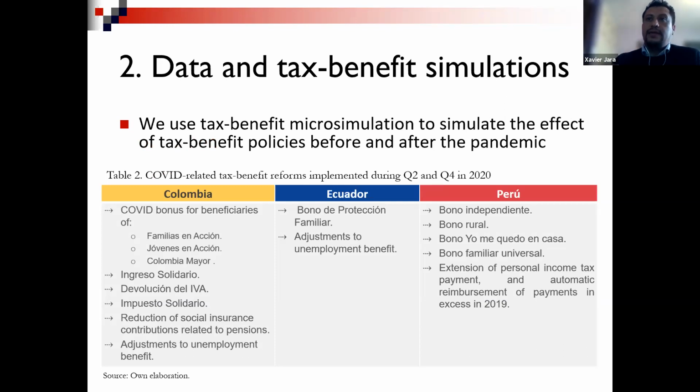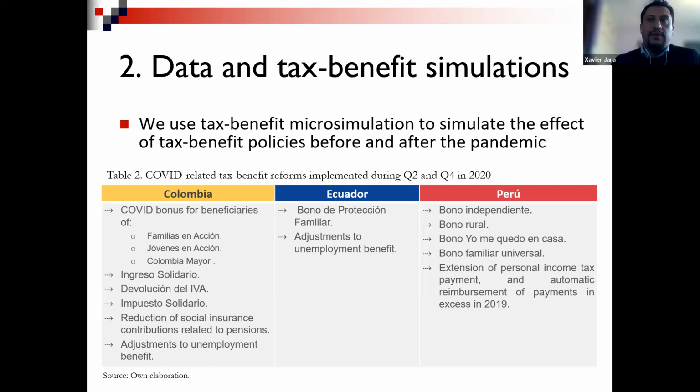So once we have created this nowcasted data, we use our microsimulation models to simulate, in both the pre-COVID and the COVID data, social insurance contributions, personal income tax, social assistance programs pre-pandemic, and the newly introduced emergency measures in each of these countries. And here, table 2 gives you an overview of the changes in tax and benefit policies during the pandemic.